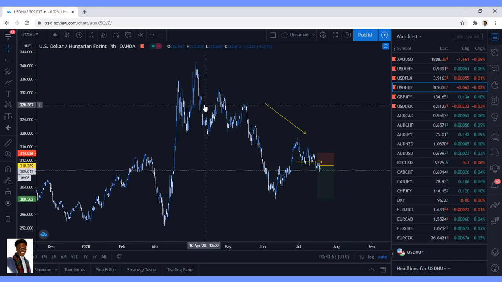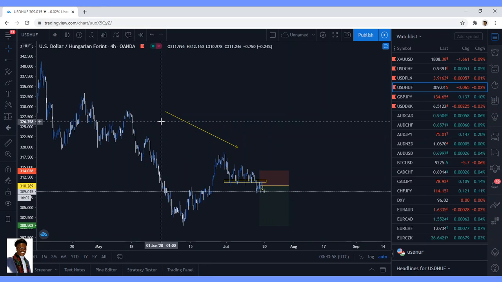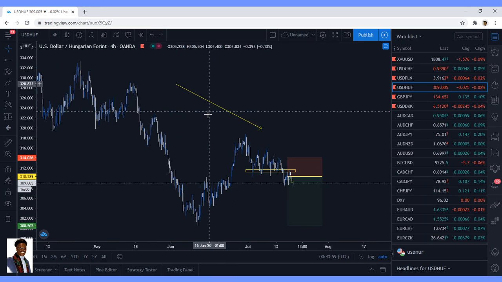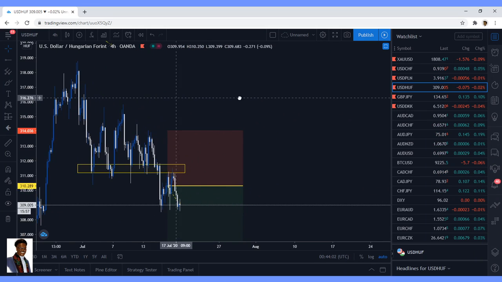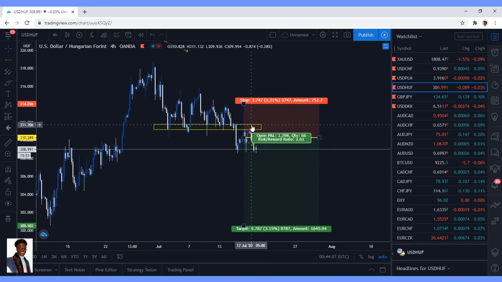All right, so coming over to the US dollar Hungarian forint, you can also see a nice steady downtrend that we have. In the most recent of times, we had a break of this 4 hour level of support. Came back to retest that level.